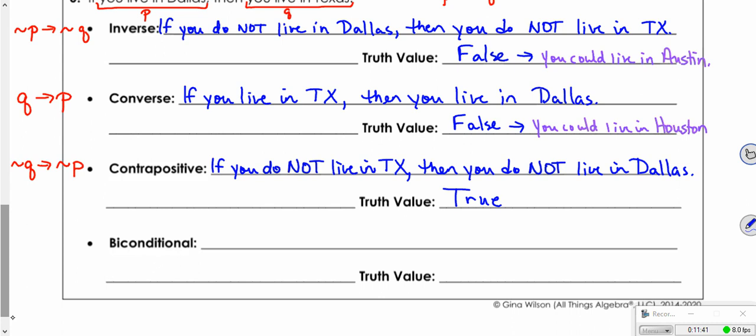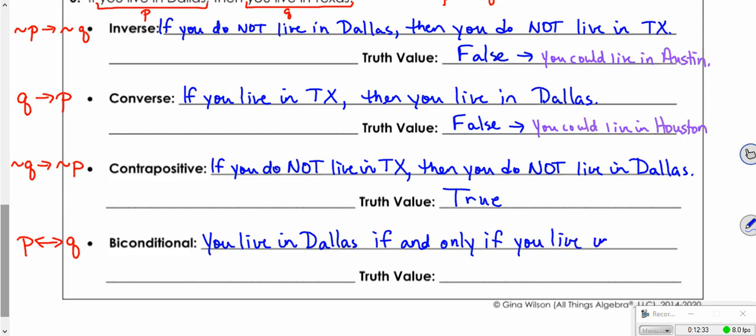Now, biconditional. Biconditional means literally it goes both ways. So this is P to Q and Q to P. Notice the bidirectional arrow there. These are stated a little differently. We usually don't put if and then; we put if and only if in the middle. So you live in Dallas if and only if you live in Texas.